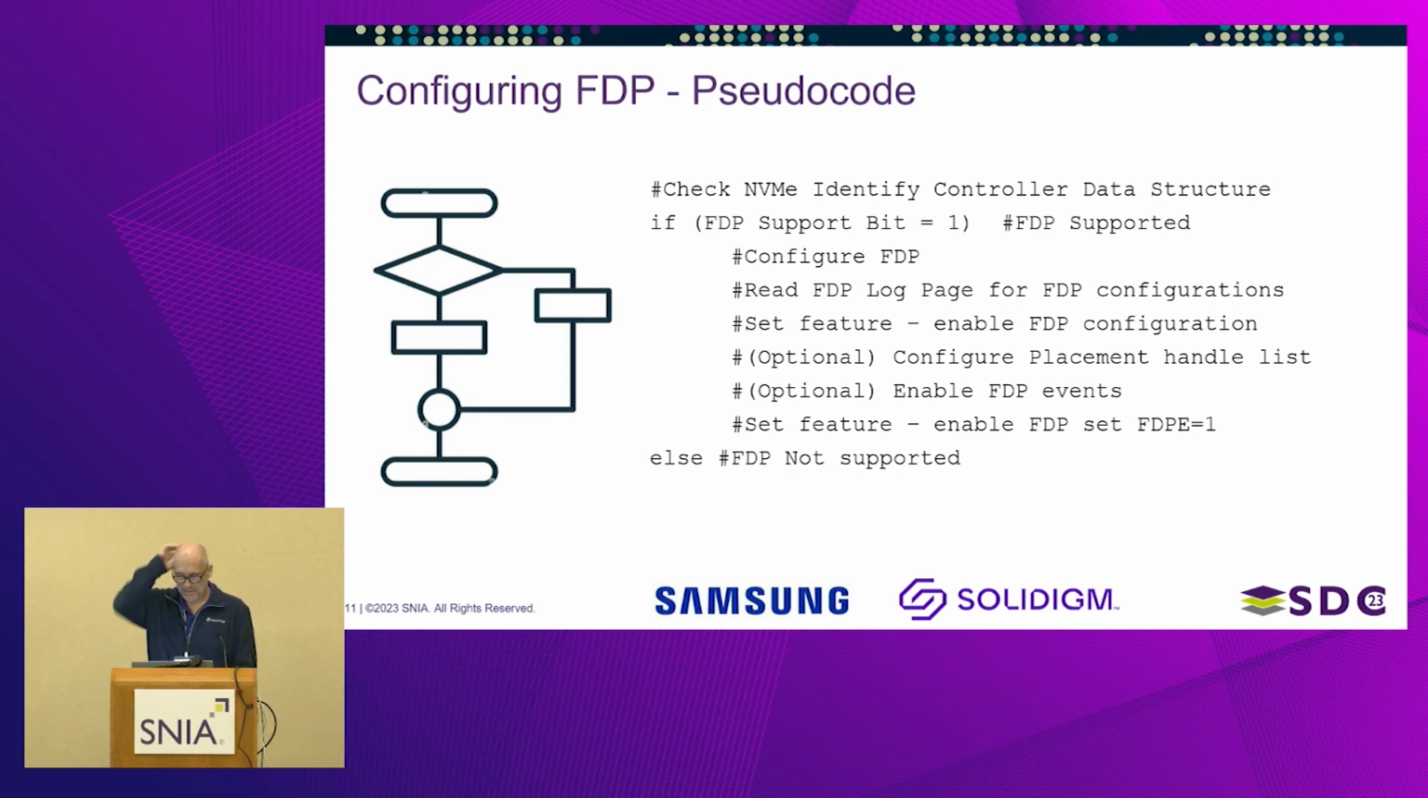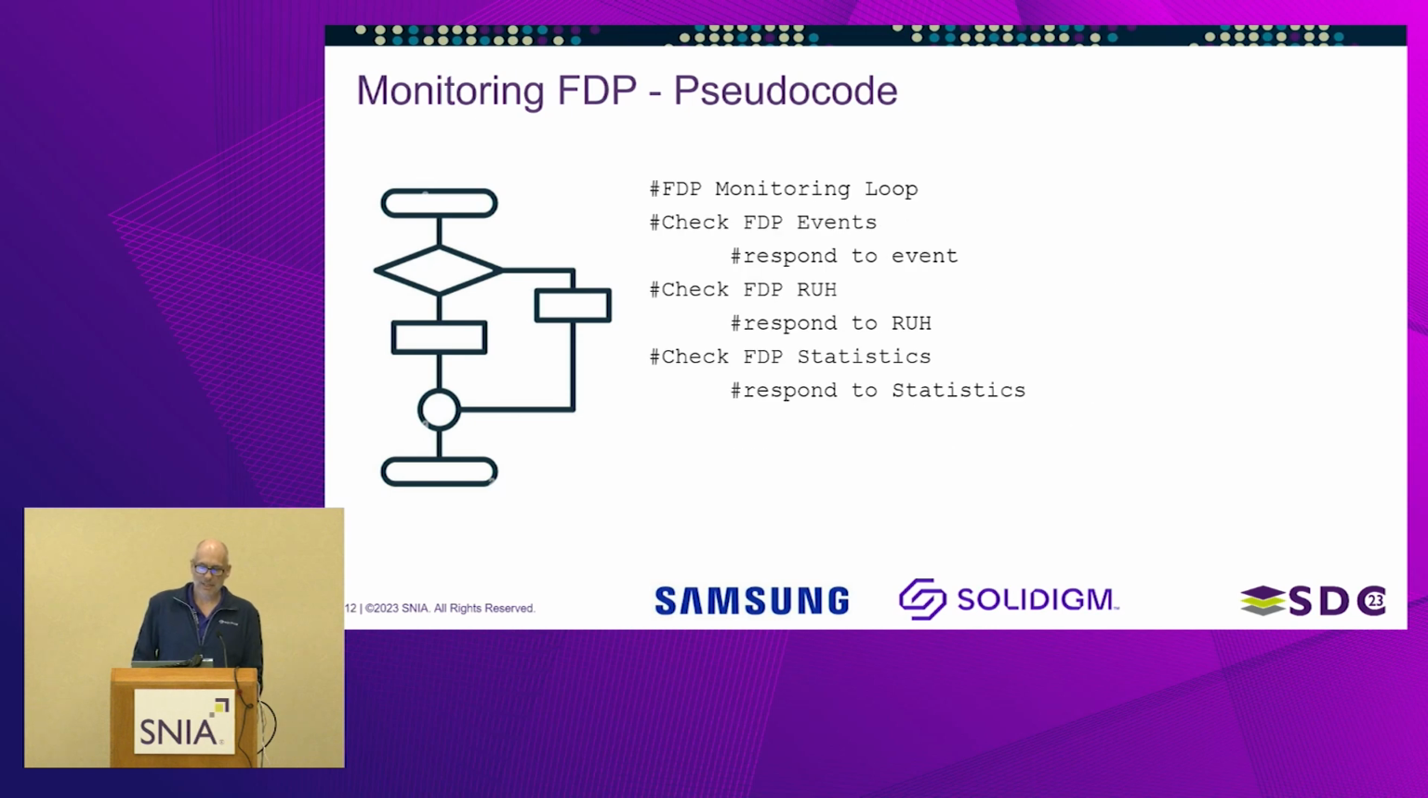with the previous stuff, it's optional for you to configure the placement handles. If you want to provide that list, you can as the host system, or you can use the list that the drive supports. Another optional step is to set up the events. And then, again, the set feature to put it into FDP mode is FDPE. You set that to 1, and then you're good to go for placement modes within that drive.